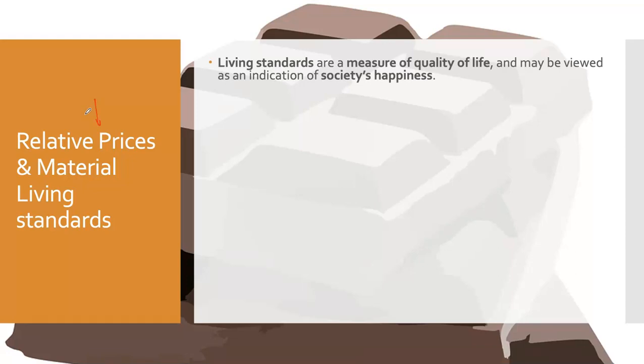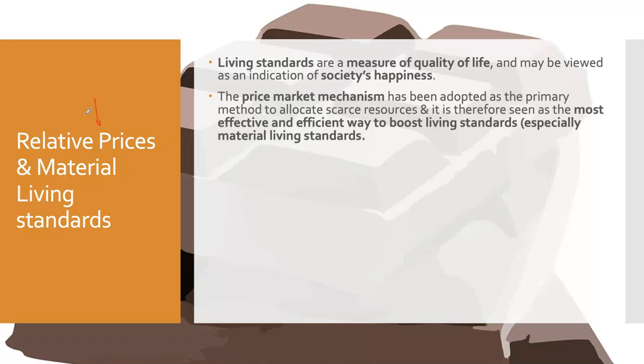Living standards are a measure of our quality of life. The price market mechanism has been adopted to allocate scarce resources. We will use the supply and demand curves to determine what is going to be produced and allocate our resources. Now, it's been argued that the price market mechanism, supply and demand curves, are the most effective and efficient way of boosting living standards, especially material ones, the ability to get goods and services.